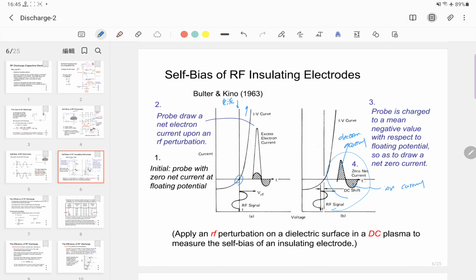Okay. So Gardner and Kinnock proved by experiment that in a system, if the surface of a piece of substrate is connected to an RF power supply, the surface will automatically bias to negative charge. Okay.